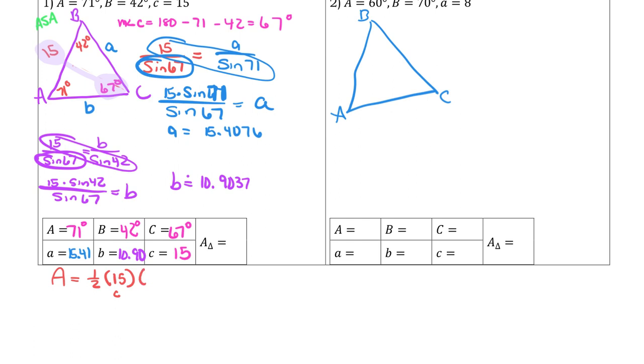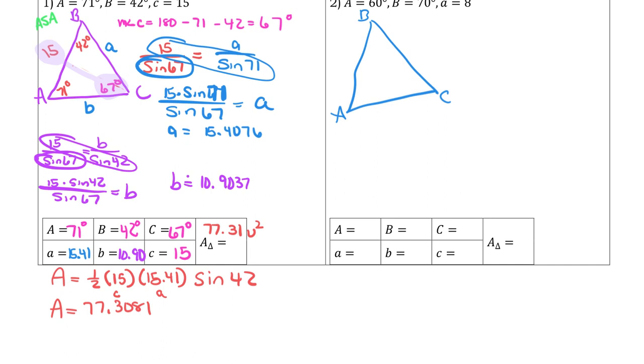I can use side A, which is 15.41. That's side A. So that means I'm going to find sine of the angle would be B because that's the missing, and so that's 42. So I've got an A, a B, and a C. So now again, I plug this into my calculator and I get 77.3081. So my area is 77.31 units squared. So that's how we use our law of sines.